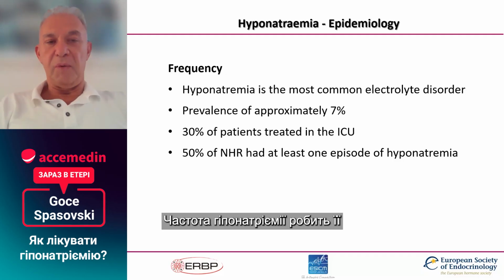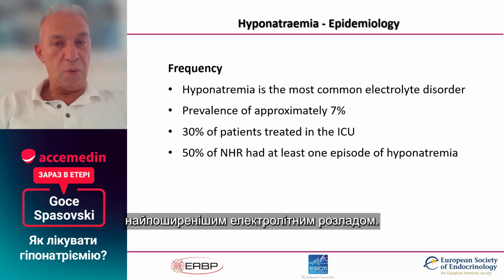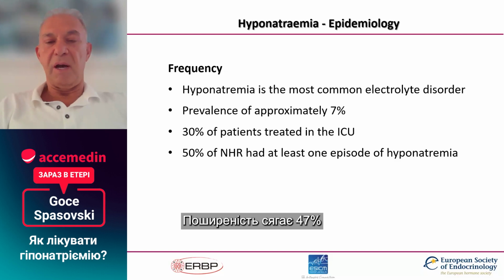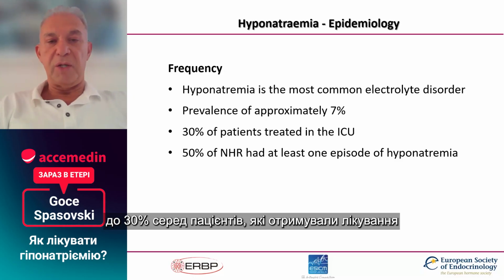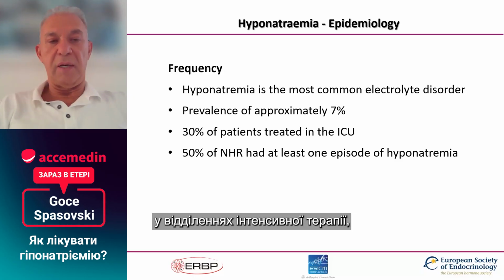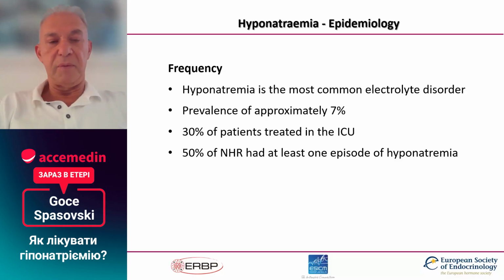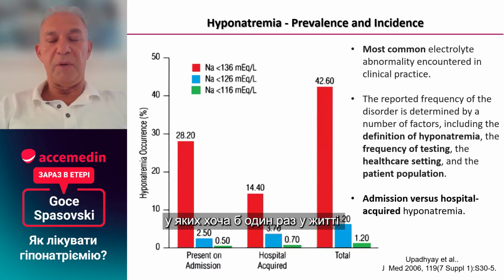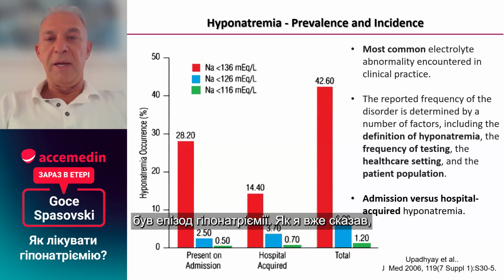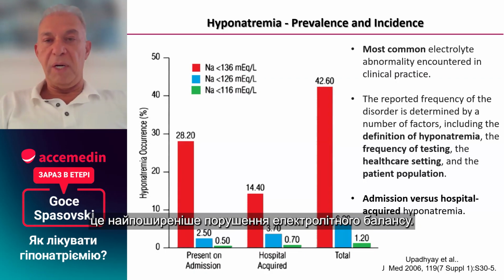Hyponatremia is the most common electrolyte disorder. Prevalence is up to 7% in the general population, up to 30% of patients treated in the ICUs, and around 50% of nursing home residents have at least one episode of hyponatremia. As I said, it is the most common electrolyte abnormality.